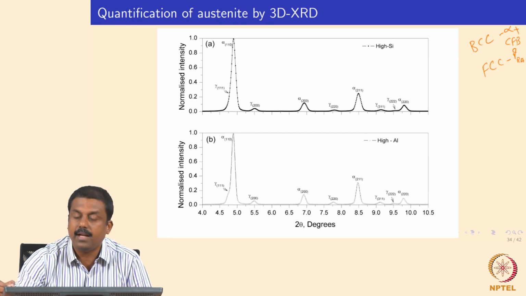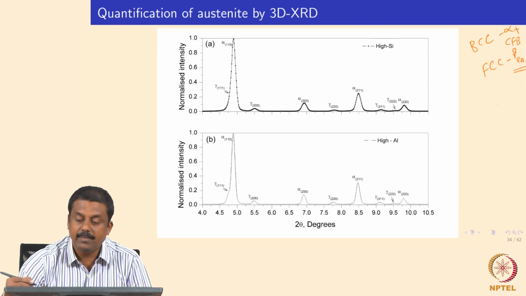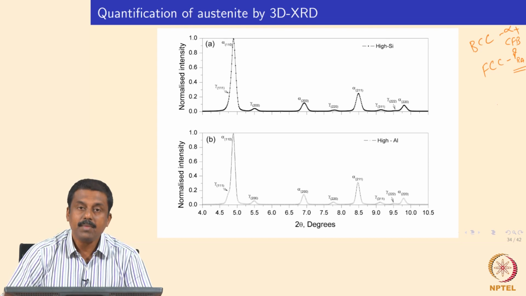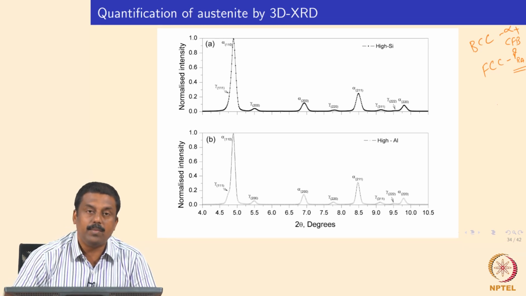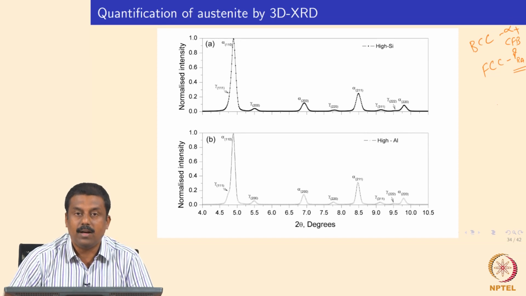Now what we are interested in is the volume fraction of retained austenite present in the microstructure at a given location. So what do we do? We can carry out X-ray diffraction measurements at individual locations where the beam size can be as small as a few microns. So the gauge volume, the volume on which you measure the X-ray diffraction, is very small compared to the measurements you do in a magnetic saturation method.